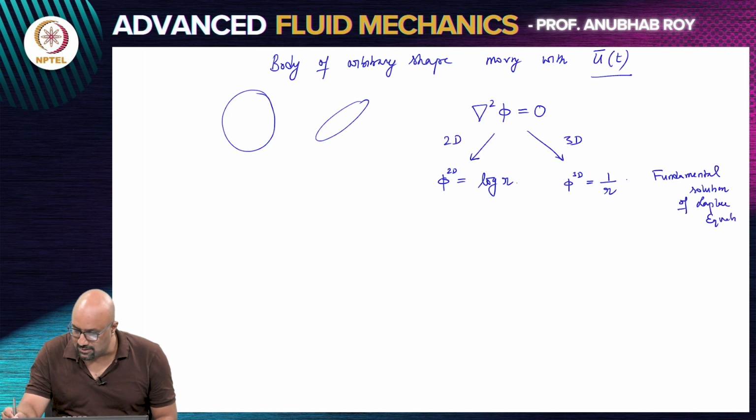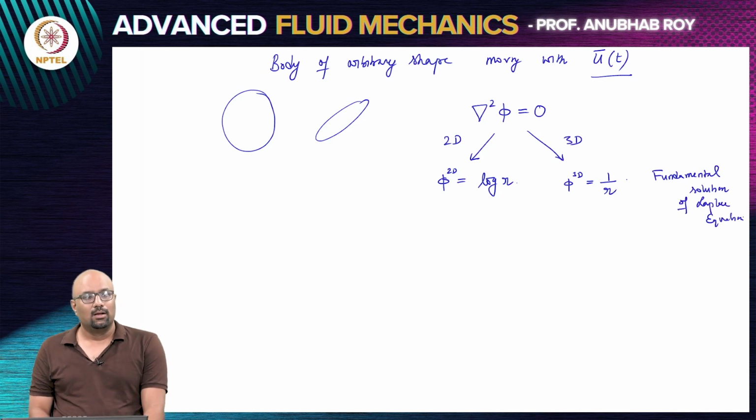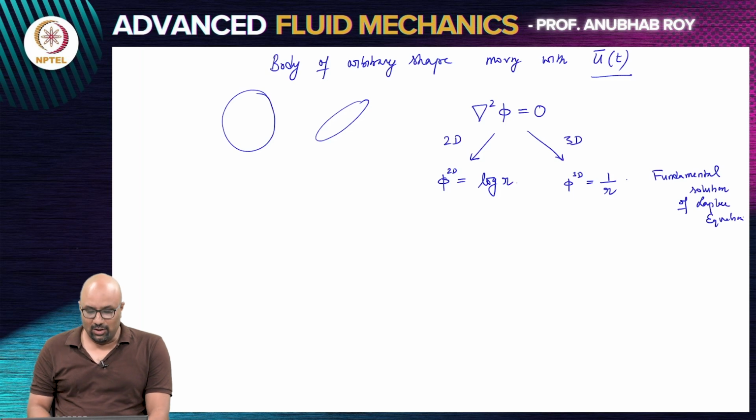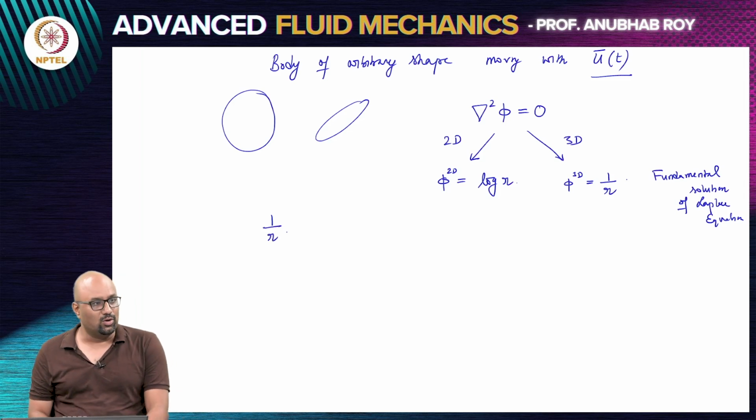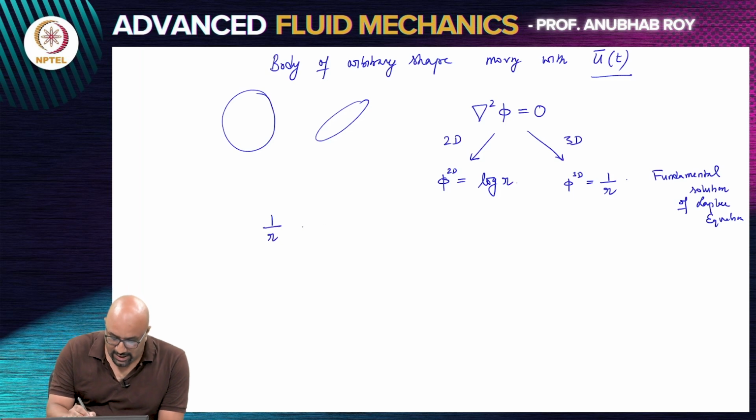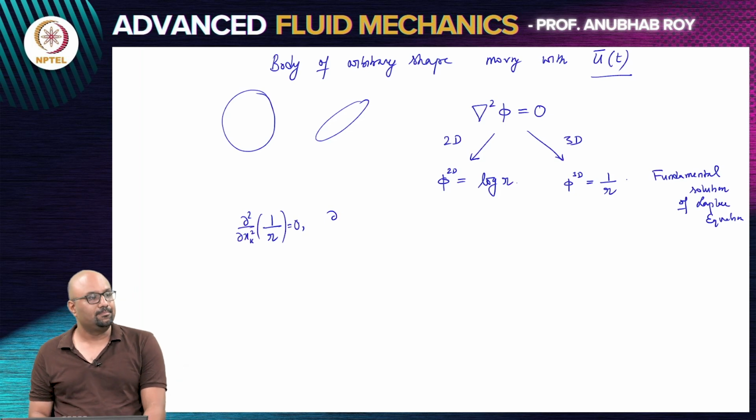How does this help us? It helps us, you realize that if you have a solution, let's take the 3D one. So if you say 1 over r is a solution, what you are saying here is that dou square dou xk square of 1 over r is equal to 0. Right, that is the statement, that the Laplacian of 1 over r is equal to 0.